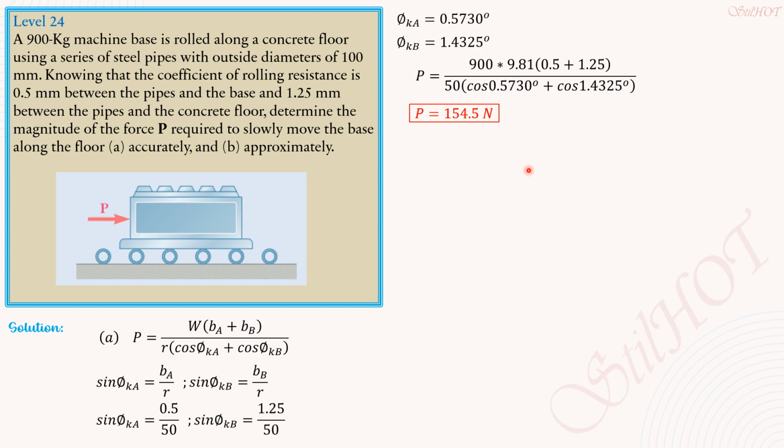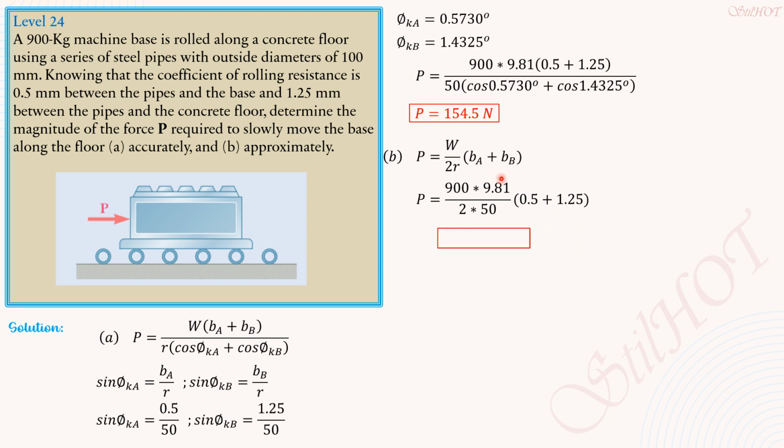Likewise, for the approximate formula, we set cosine phi sub Ka to 1 and cosine phi sub Kb to 1. So this is 2R. So the approximate formula is W, quantity B sub A plus B sub B, over 2R. And substituting, P is 900 times 9.81 over 2 times 50 mm, quantity 0.5 plus 1.25 mm. So the value of P is also 154.5 newtons.